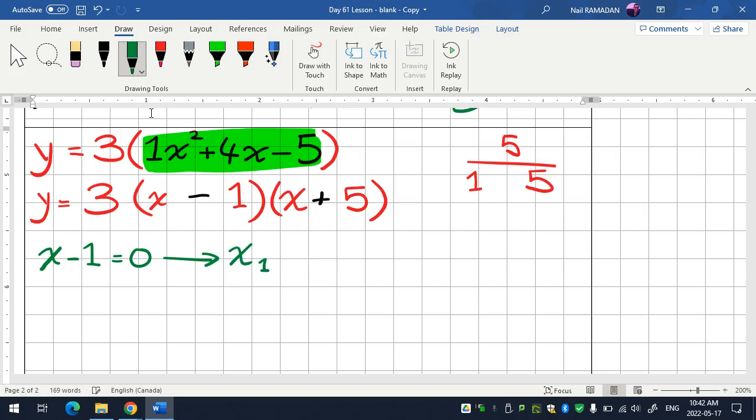No, okay, Aiden, the larger number takes the middle sign all the time. Always, if the signs are to be different. My bad. Okay, here's my first one. What's my second one? X plus 5 equals 0. Which means x2 is going to be what? -5. What do I do now?